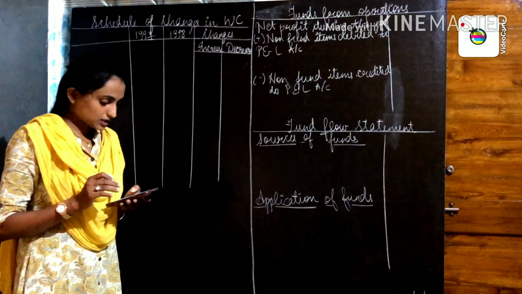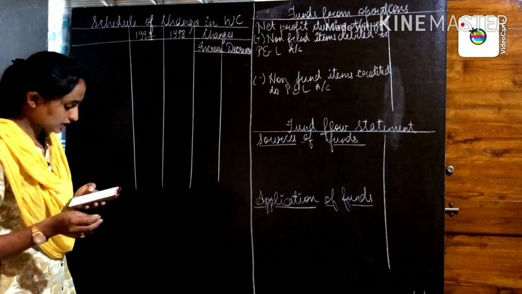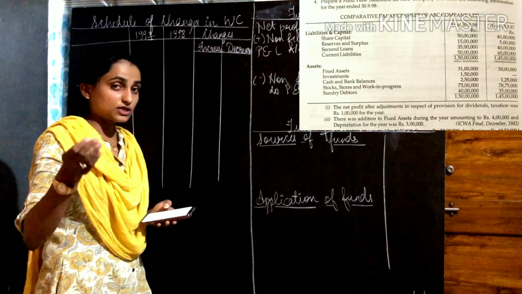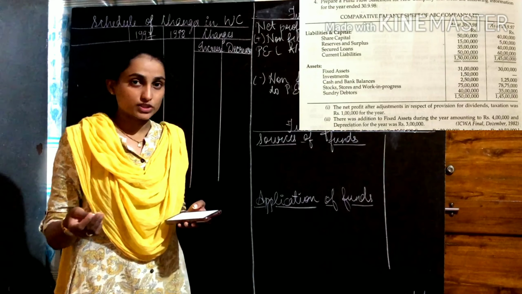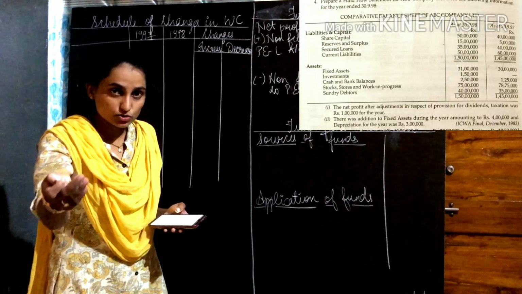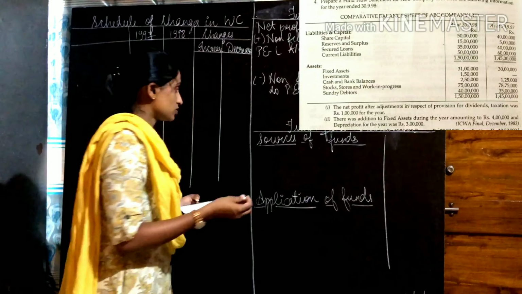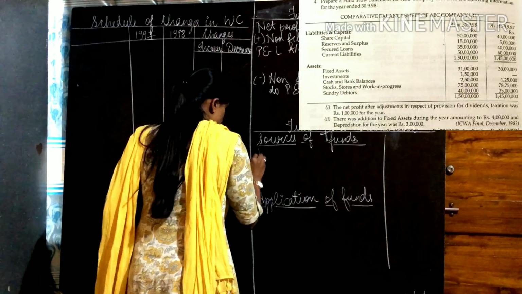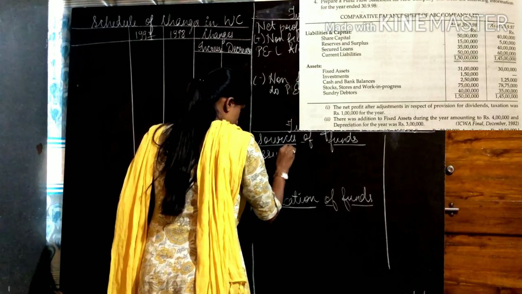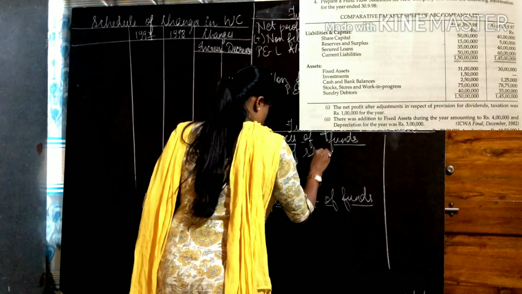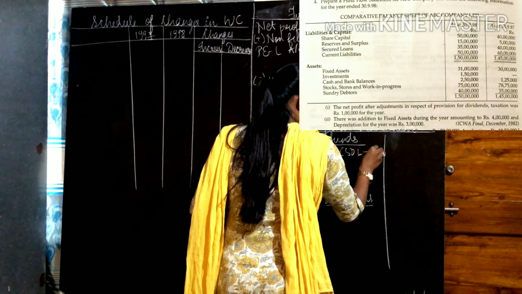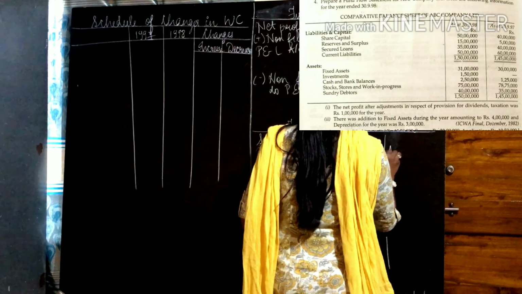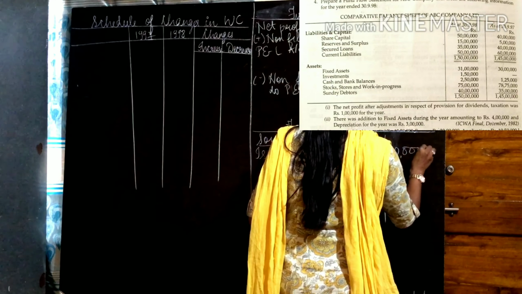The first item that ABC Limited has given is share capital. Share capital has increased from 40 lakh to 50 lakh. That means there is a fresh issue of shares. When we issue shares, we get money from the public. So it is a source of fund. So issue of shares is 50 lakh minus 40 lakh. So it is 10 lakh.